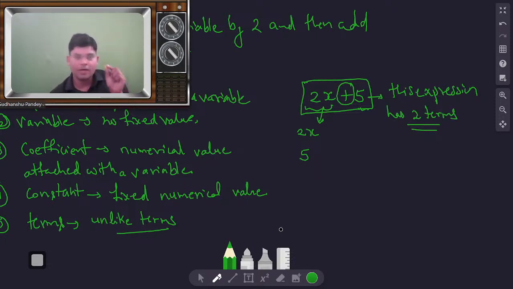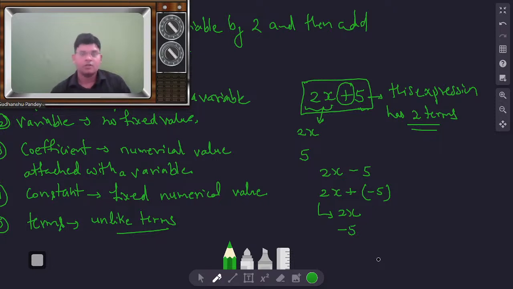Terms means you have to identify how many positive or negative signs are there. Suppose I am writing 2x minus 5. So this can also be written as 2x plus of minus 5. Any doubt? So how many terms are there? So first term is 2x, another term is negative 5. So terms are basically the total quantity of the different numerical expressions separated by the positive sign.